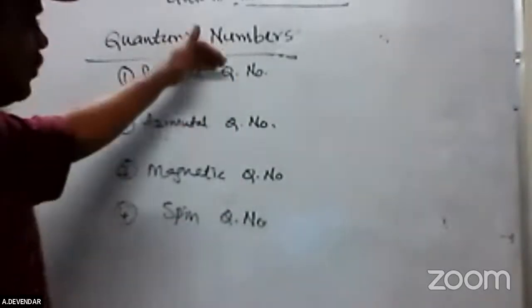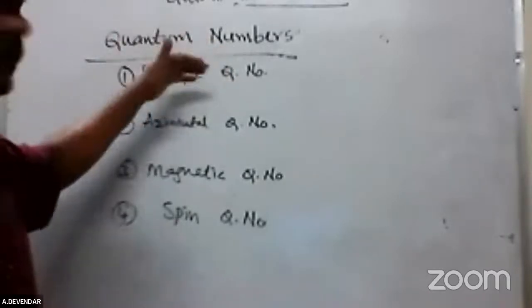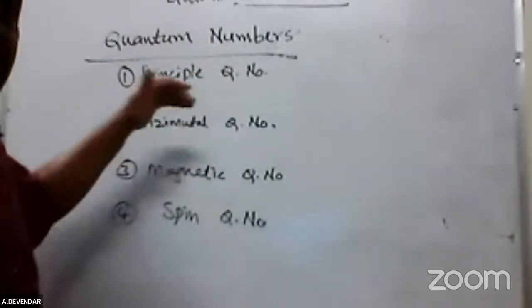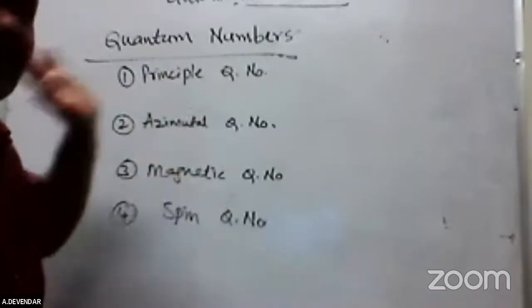Without knowing the principal quantum number, there is no azimuthal number. If one does not know the azimuthal number, there is no magnetic number. It is a sequence. Now let us finish the quantum numbers within a few minutes.